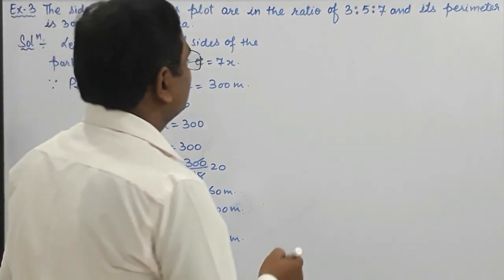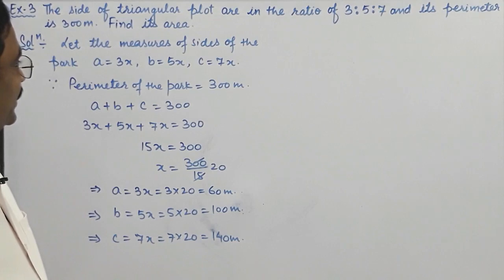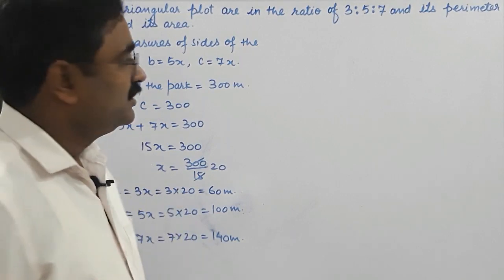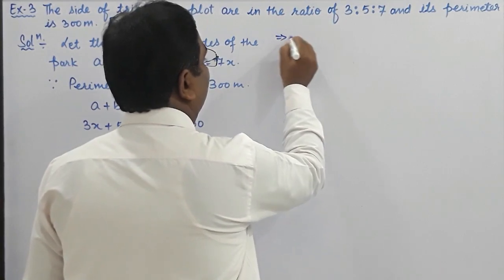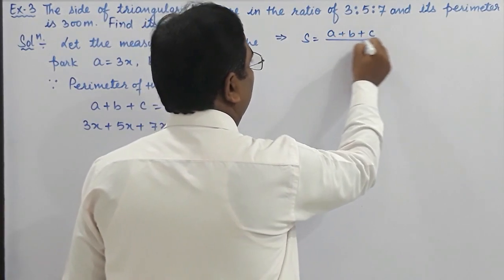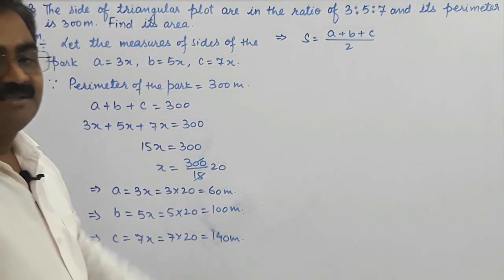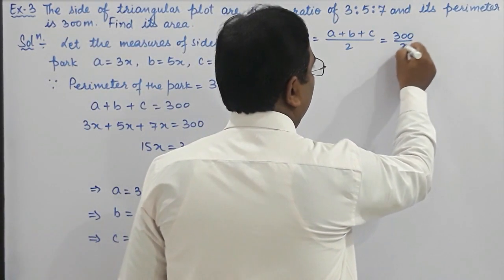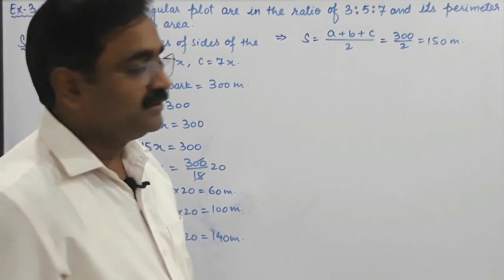So to find the area of this triangular plot, we have to use Heron's formula, and to use Heron's formula we need the semi-perimeter. So let us find the semi-perimeter. S is equal to A plus B plus C upon 2, and A plus B plus C, the perimeter, is 300. So 300 upon 2, you will get 150 meter as the value of the semi-perimeter.